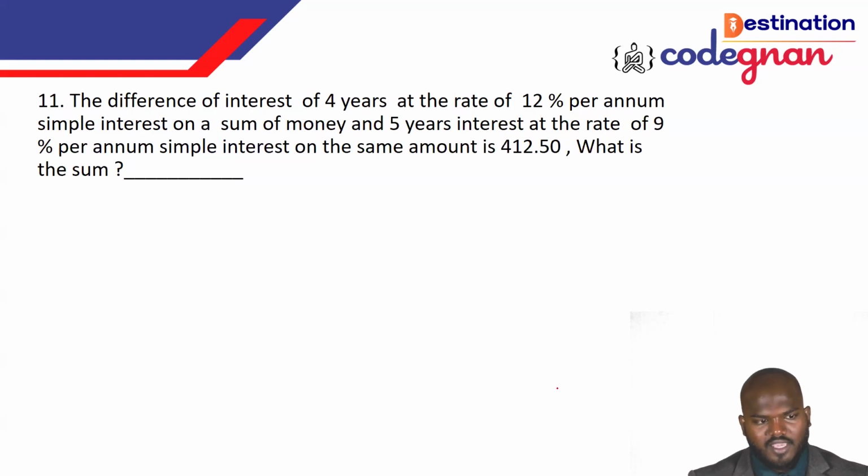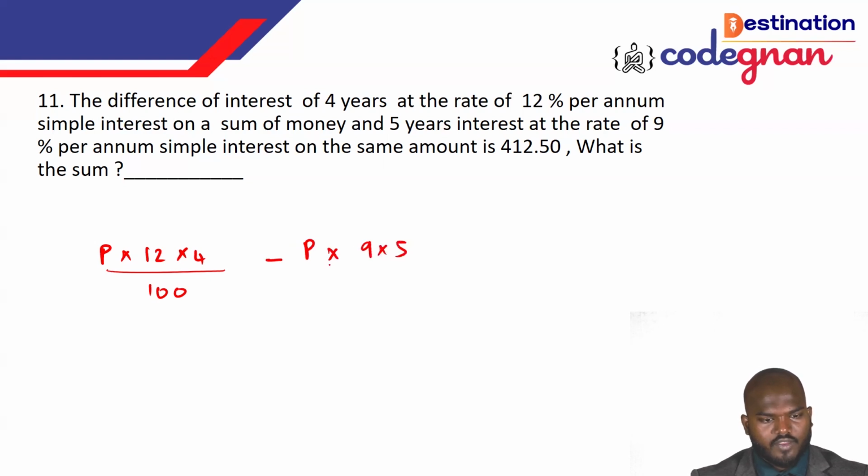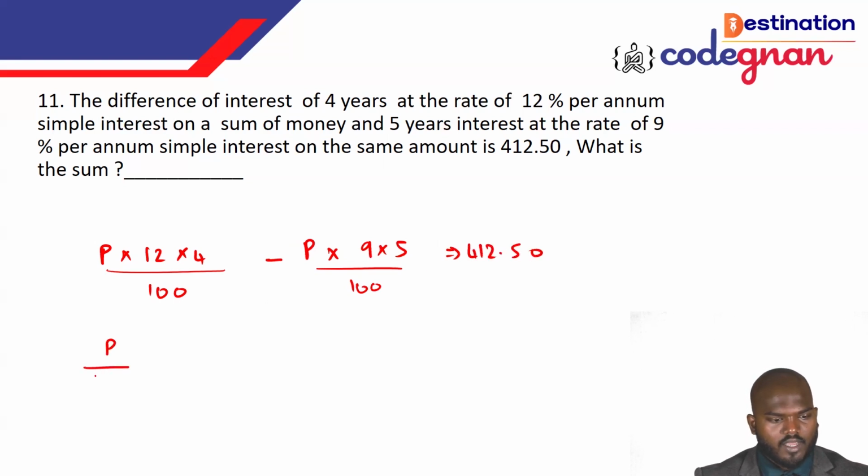So you just apply the same thing, the difference. You don't want to change anything. Okay. So PRT by 100. The P we don't know, right? So P. R is equal to what? That is 12. T is equal to what? That is 4. Okay, by 100. So minus. They are asking the difference. That is R is equal to 9%, T is equal to 5 years, by 100, is equal to 412.50. I can take P by 100 as common, it will give you 48 minus 45 is equal to 412.50.